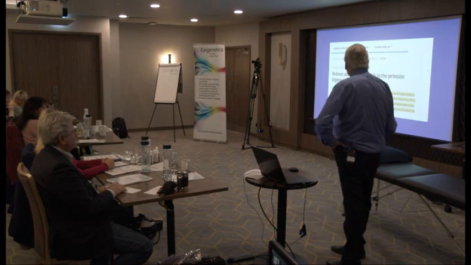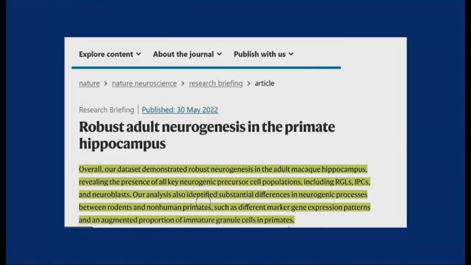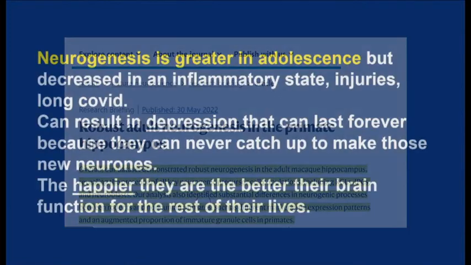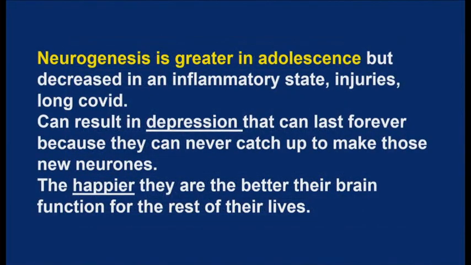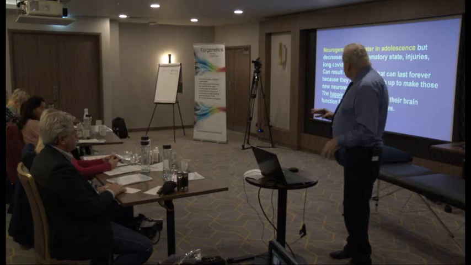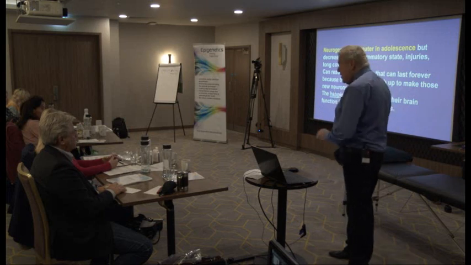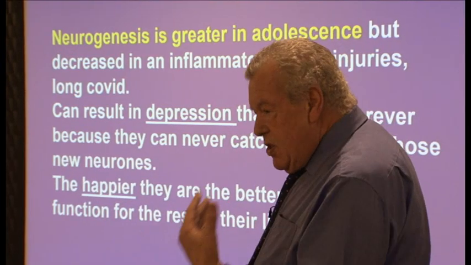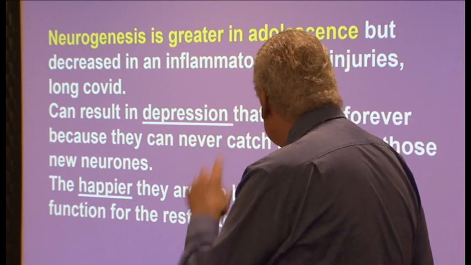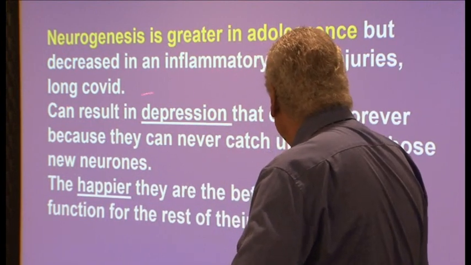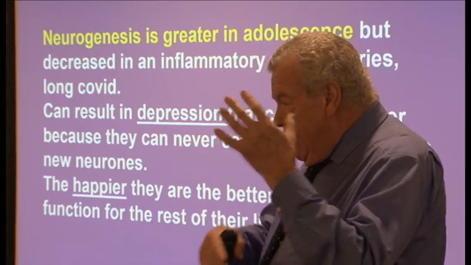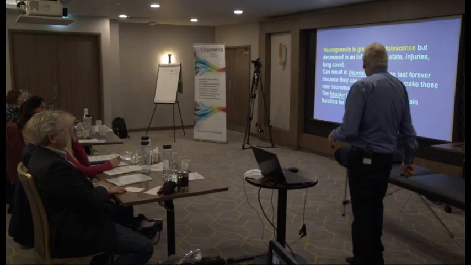So there's robust scientific data on adult neurogenesis occurring. Neurogenesis, and this is what I said yesterday, and we talked about that this morning, I think Joe did as well. Neurogenesis is greater in the womb, obviously, growing the brain, but after that period the greatest development of neurogenesis is in adolescence. In other words, age about 13, 15, 16, but it decreases in an inflammatory state. So chronic inflammation will decrease it.